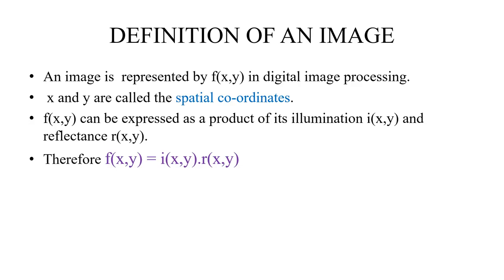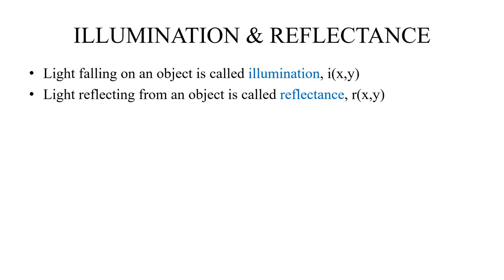So here's the definition of an image. An image is represented by f of xy in digital image processing. x and y are called the spatial coordinates. f of xy consists of the illumination component i of xy and the reflectance component r of xy. Light falling on an object is called illumination. As we all know, light reflecting from an object is called reflectance.